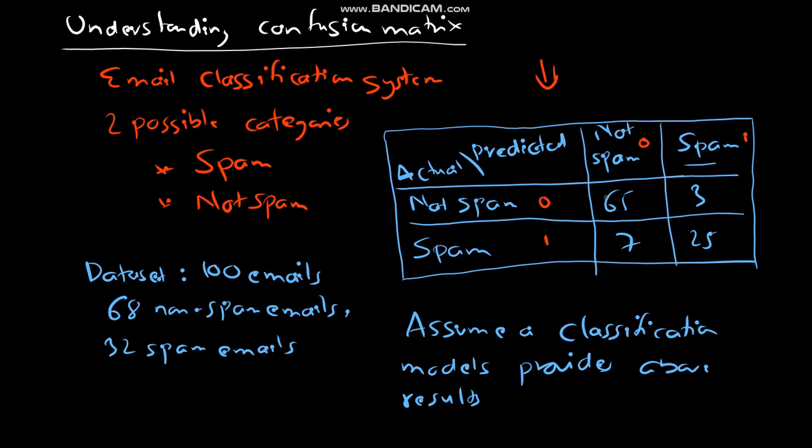So the components of a confusion matrix consist of true positives, true negatives, false positives, and false negatives. True positives are those cases where the model predicted the class correctly as positive. True negatives are those cases where the model predicted the class correctly as negative. False positives are the cases where the model predicted the class as positive, but it was actually negative. And false negatives are those cases where the model predicted the class as negative, but it was actually positive.